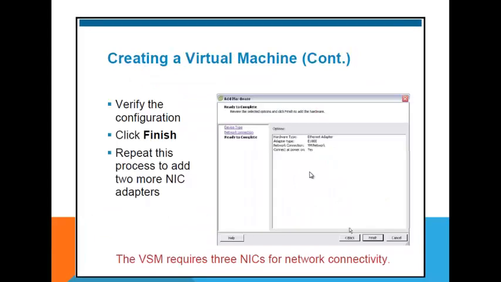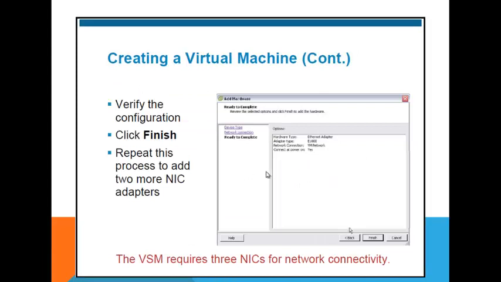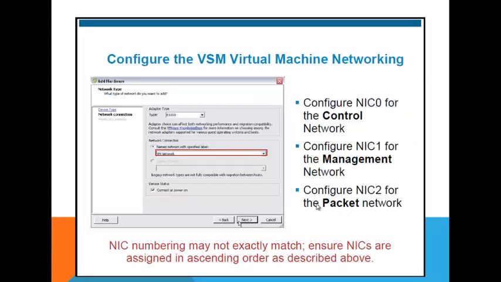Yeah, something like that. Now all we need to do is set the adapter type as Ethernet 1000, and then finish. Go to network connections and click this drop down menu. You need to add control, profile, port group to NIC 0. NIC 1 you do management, NIC 2 you do packet.